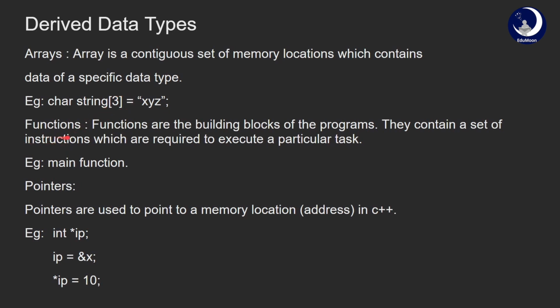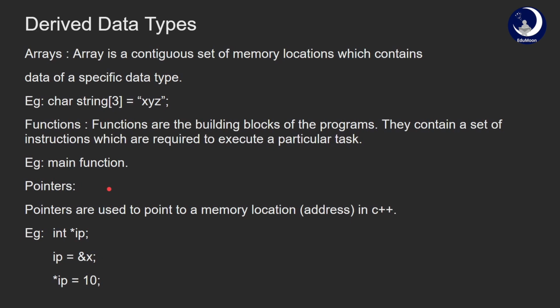And then we have functions. So basically a function is a building block of the program. It contains a set of instructions which are required to execute a particular task. Functions are basically used to make our code more refined and standard. An example of a function is the main function, which is the starting point of our C++ program.